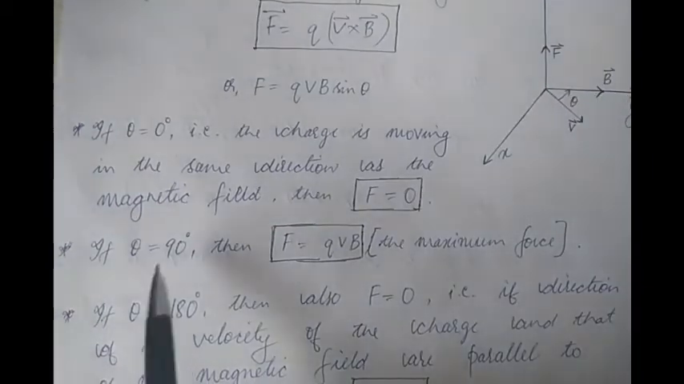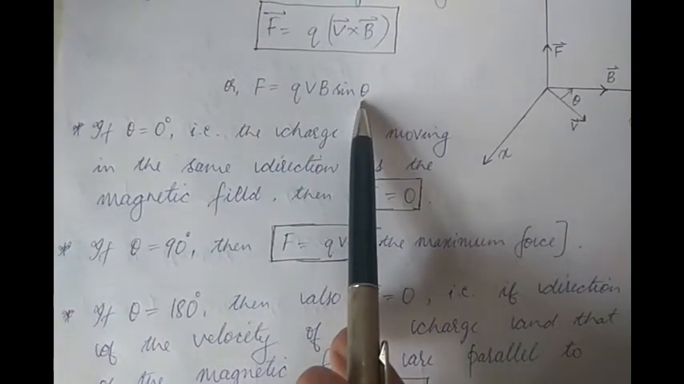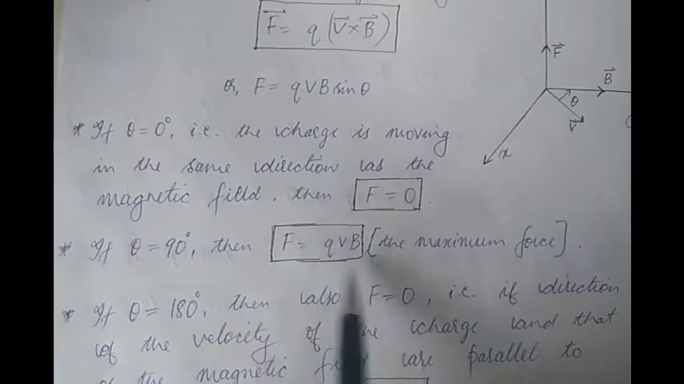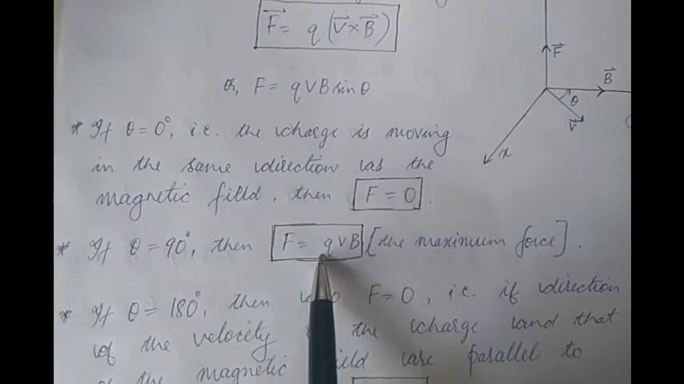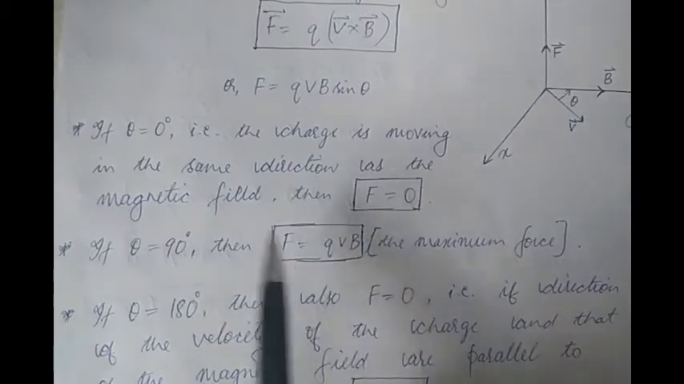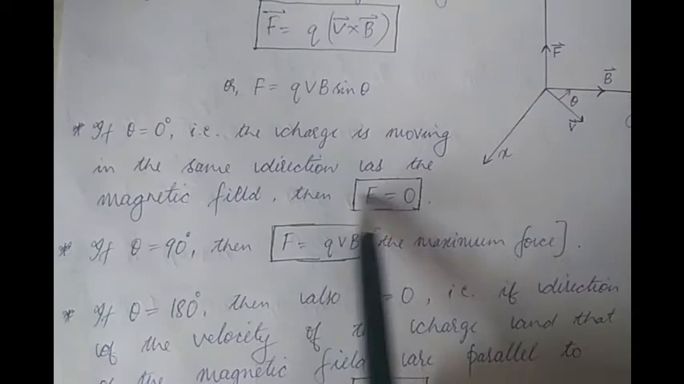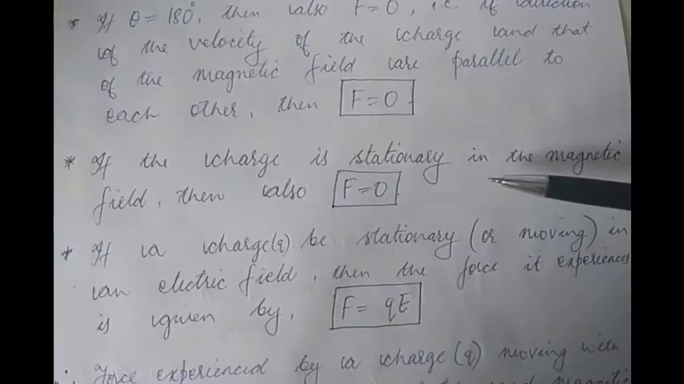The next case, if theta is 90 degrees. If theta is 90 degrees, then sine 90 is 1. So therefore, in that case, the charged particle experiences the maximum force, F, which is equal to QVB. And in this case, what happens is we will see the charged particle moves in a circular path. So I've already told you these points.